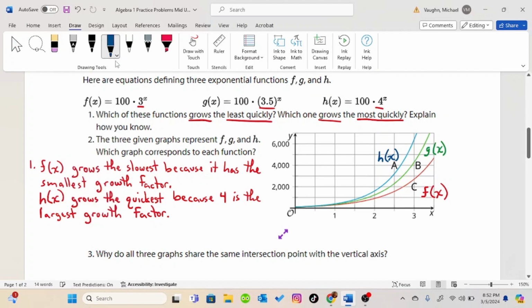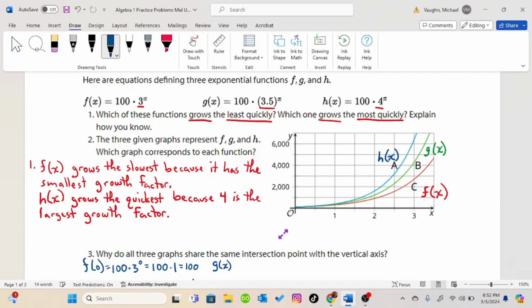And number 3, why do all three graphs share the same intersection point with the vertical axis? When you are on the vertical axis, your x value is 0. So f of 0 equals 100 times 3 to the power of 0. Anything to the power of 0 is 1, and anything times 1 is itself. So it has an intercept of 100.